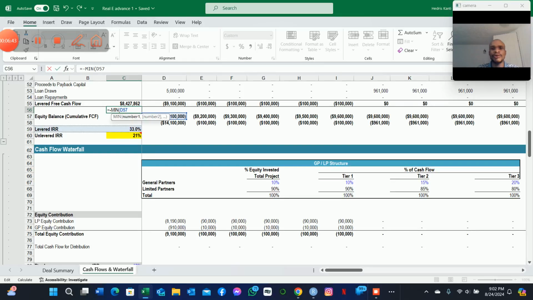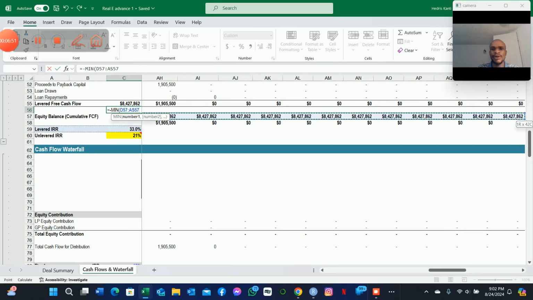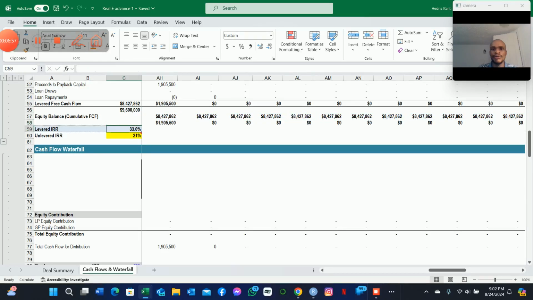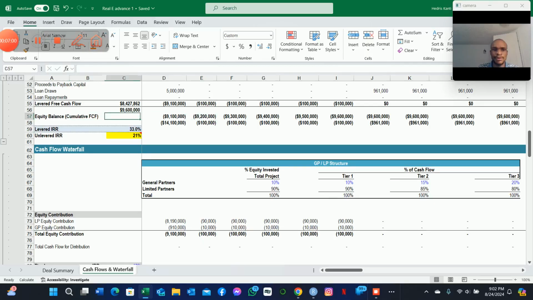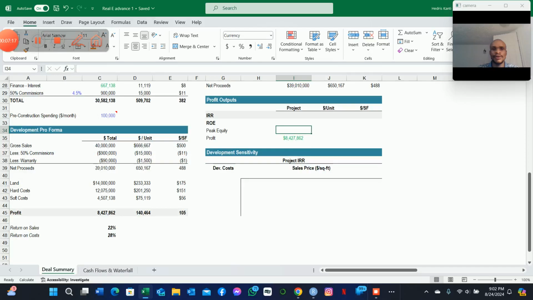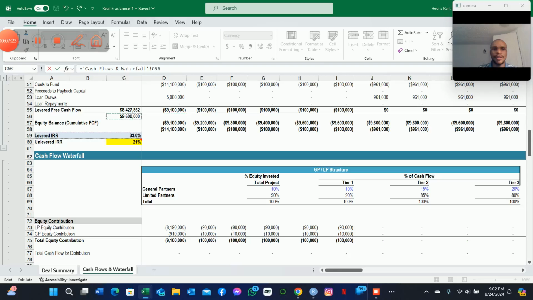So we'll make sure we're doing it right. We take the minimum of the total equity cumulative balance. So the minimum of that amount is 9.6 million. So this is the total equity that is injected into this real estate development project by both the limited and the general partners. So that's the peak equity. So we're going to reference that in our deal summary section. So the peak equity is going to be this amount, it's 9.6 million.